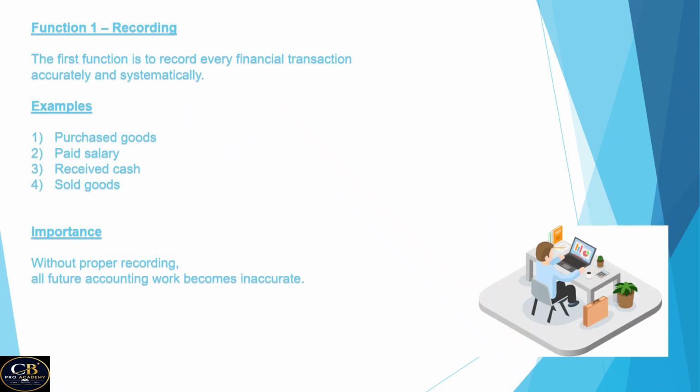Function 1, recording. The first function is to record every financial transaction accurately and systematically. Examples are purchased goods, paid salary, received cash, sold goods. So how is recording important? Without proper recording, all future accounting work becomes inaccurate, right? So that's why recording is a very important function of accounting.